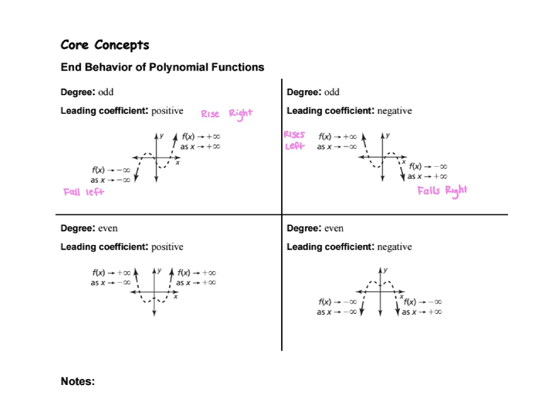Okay, now if we look at even degree polynomials. First, let's look at an even degree polynomial with a positive leading coefficient. Think of a parabola, okay? You're very familiar with parabolas. Parabolas with positive leading coefficients open up, okay? That means that both tail ends are rising. They're both going up.